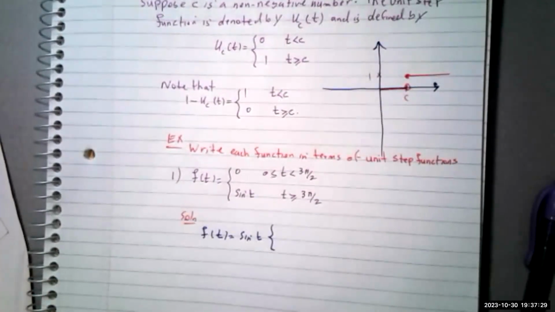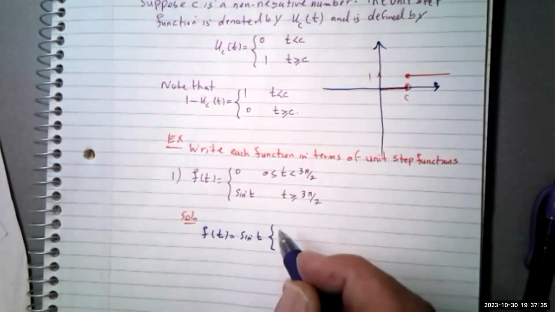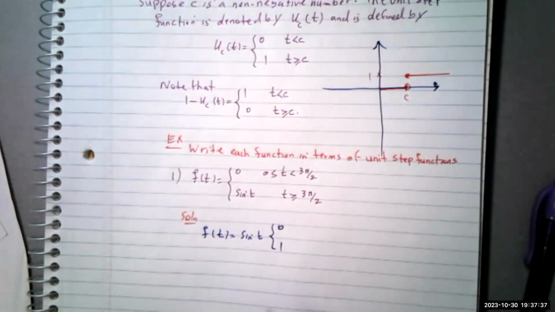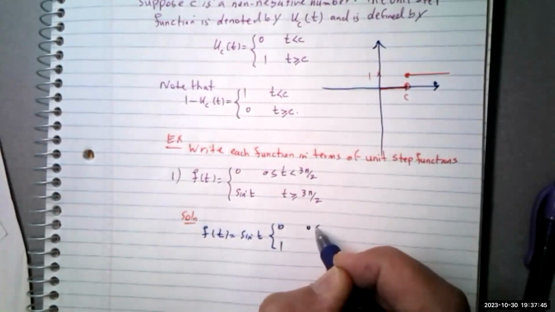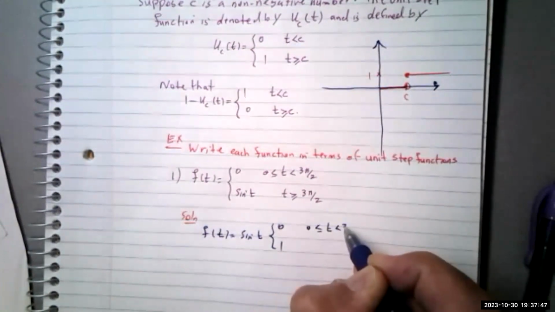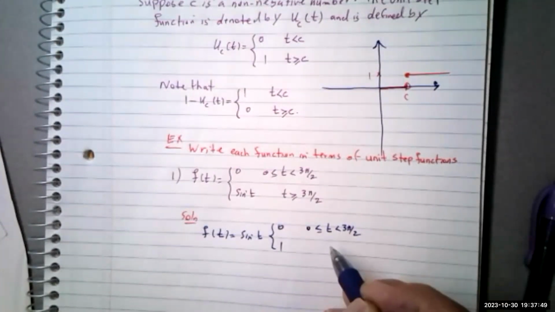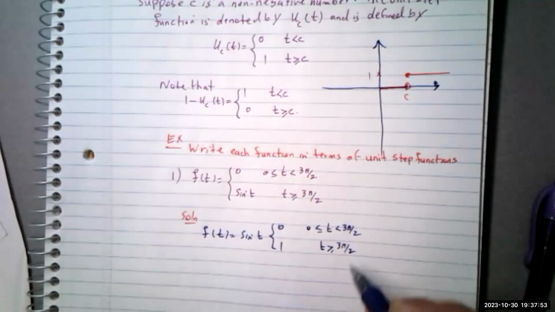Okay, let's go on. Pull out the sine t as a factor. So what's going to be the leftover? This is going to be 0, 1, because sine t times 0 would be 0, and sine t times 1 would be just sine t. And this is going to be true when t is between 0 and 3 pi half, and t greater than or equal to 3 pi half.